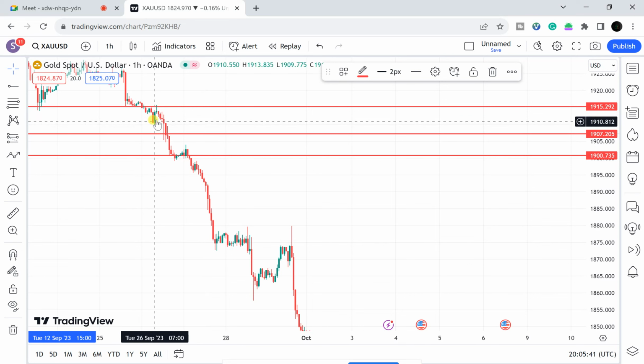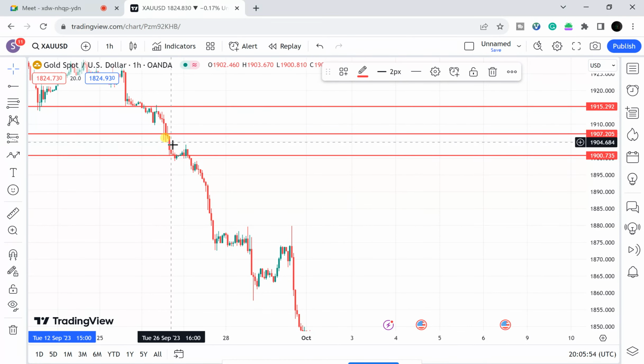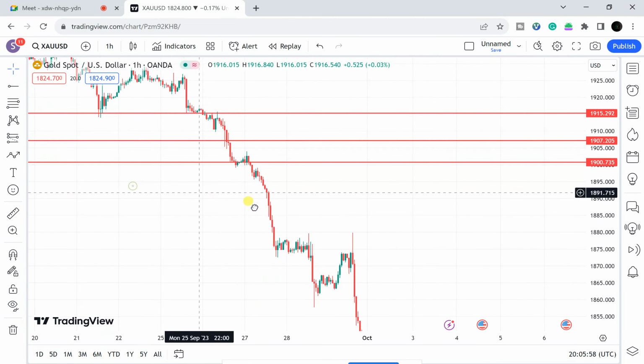Broke this zone, retested, closed with a doji. Okay, closed with a doji. But if you go to a lower time frame, you might see that this actually closed with a shooting star. Now before a long sell happened, all right, before a long sell happened.